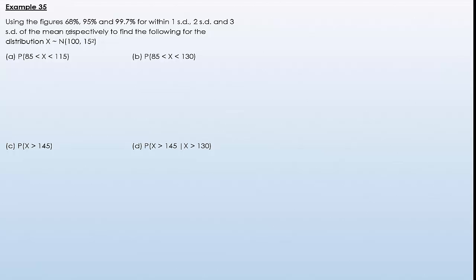Using the figures 68%, 95% and 99.7% for within 1 standard deviation, 2 standard deviations and 3 standard deviations of the mean respectively, find the following for the distribution. X is a normal with a mean of 100 and a standard deviation of 15. So let's just think about what we're saying here.